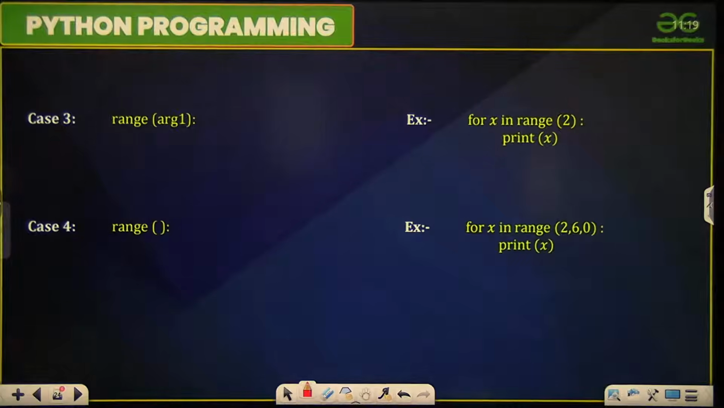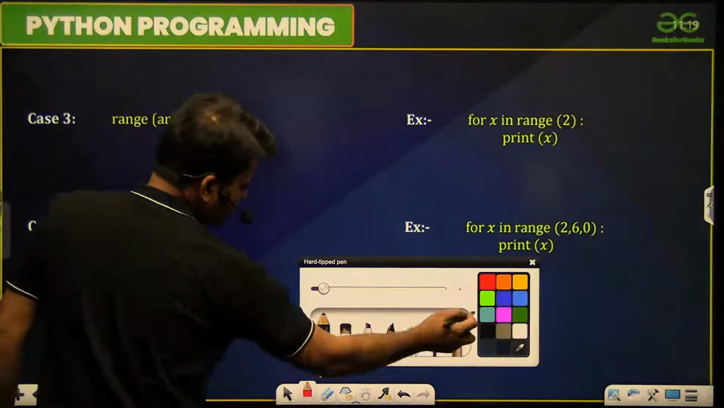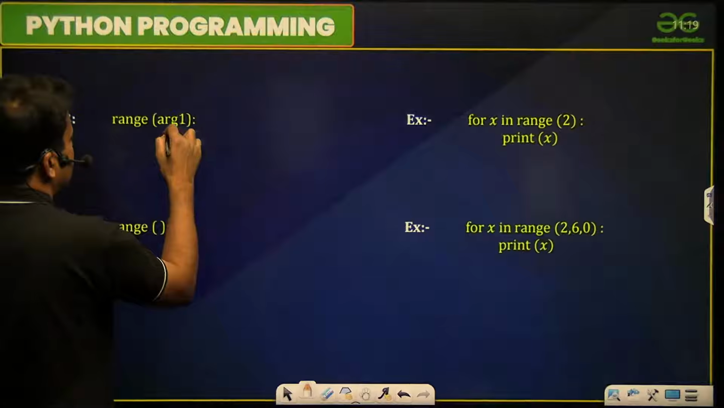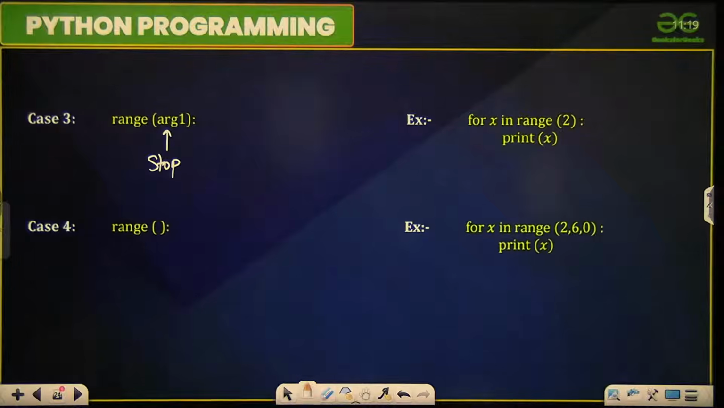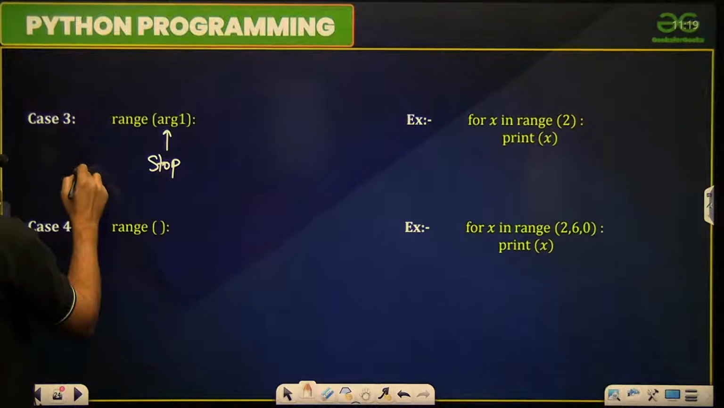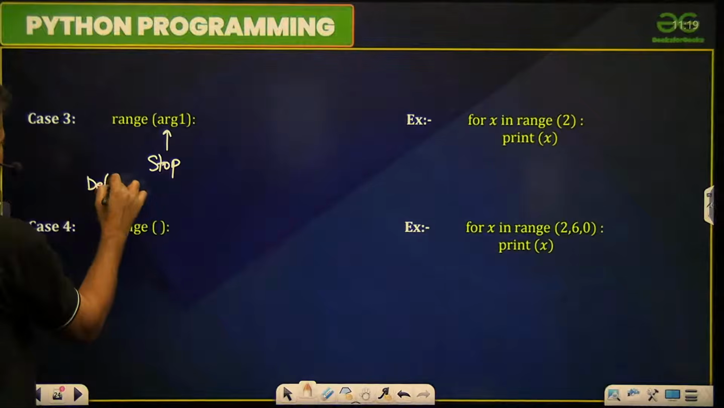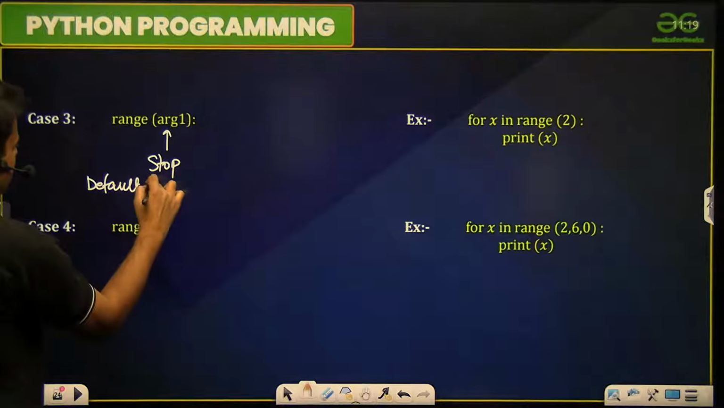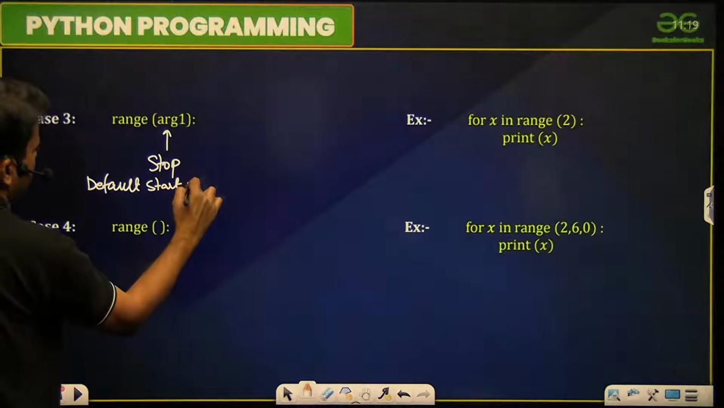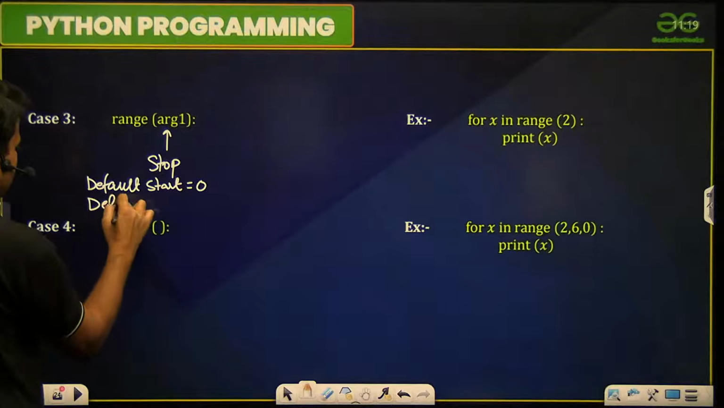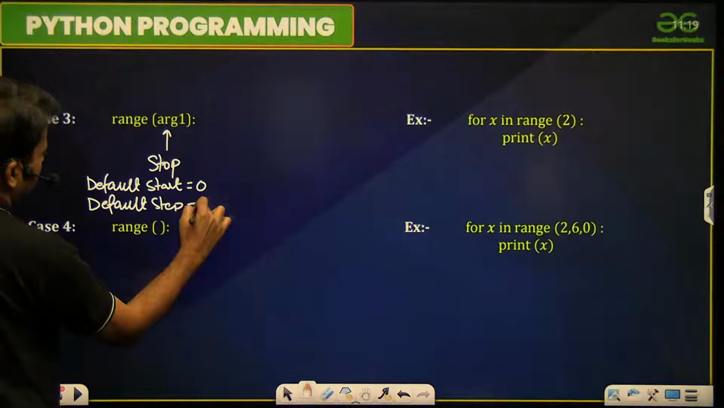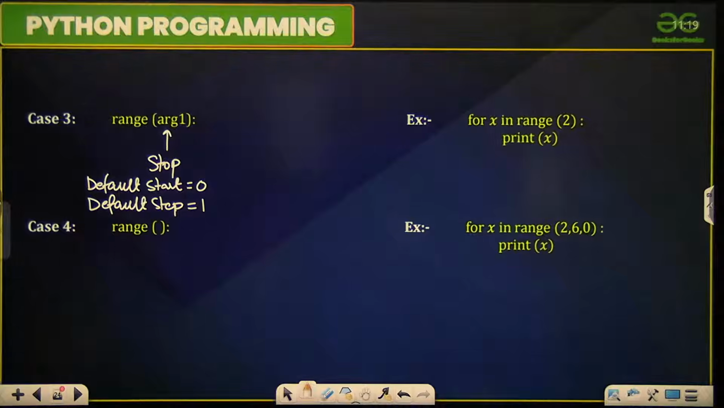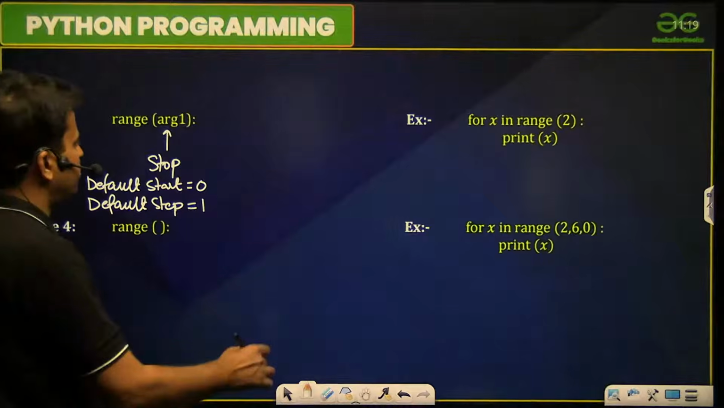Now case number 3: if only one argument, what is the meaning of this, student? If only one argument, then it is treated as stop, student. Default start is 0. Default step is 1. So this is the example.